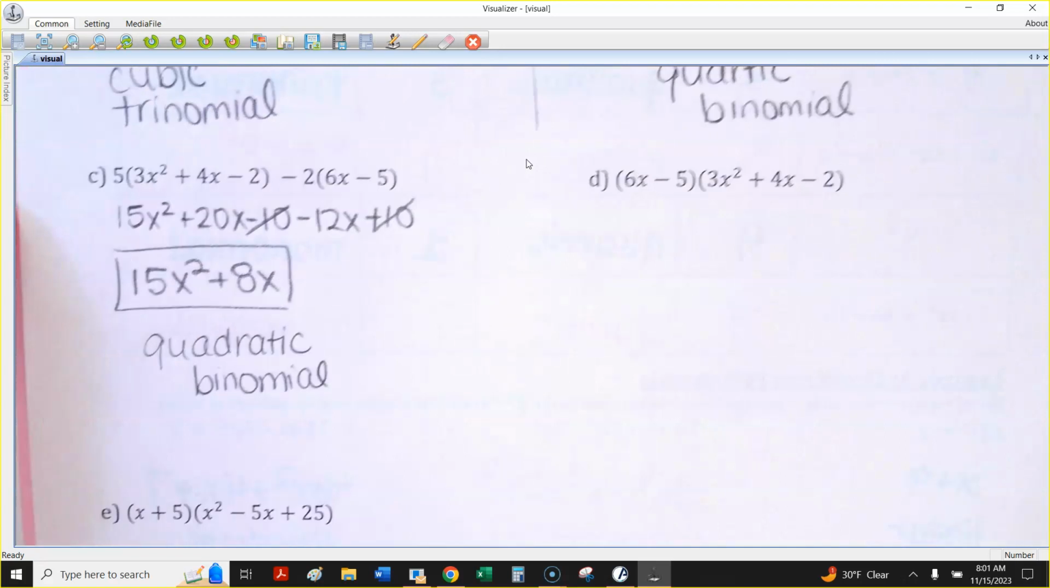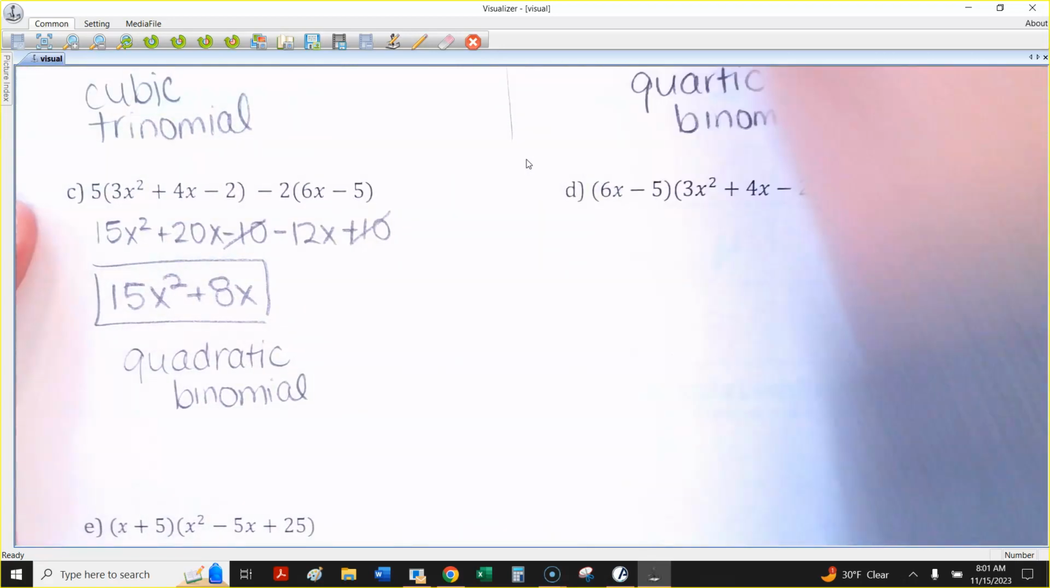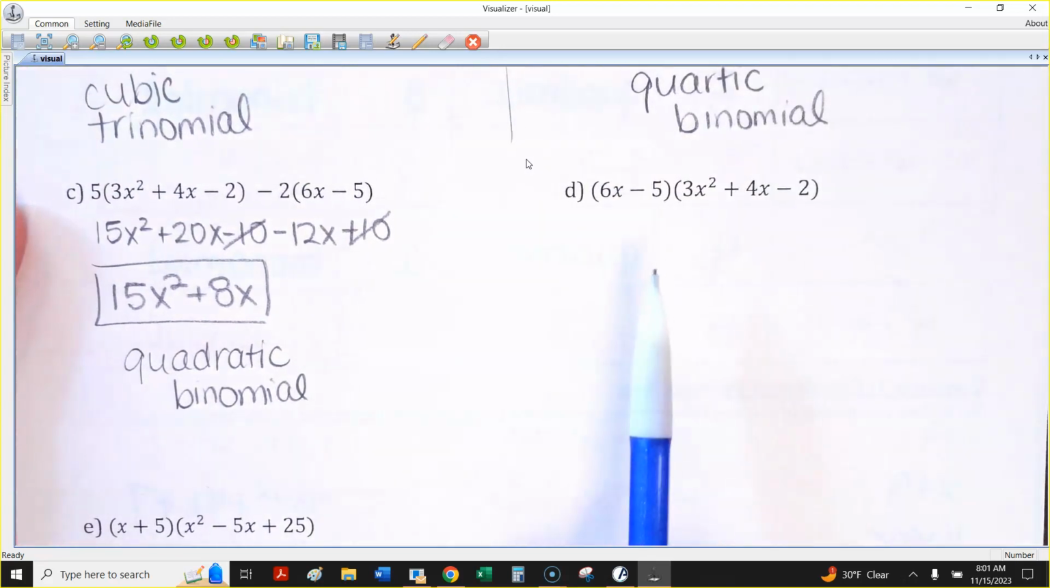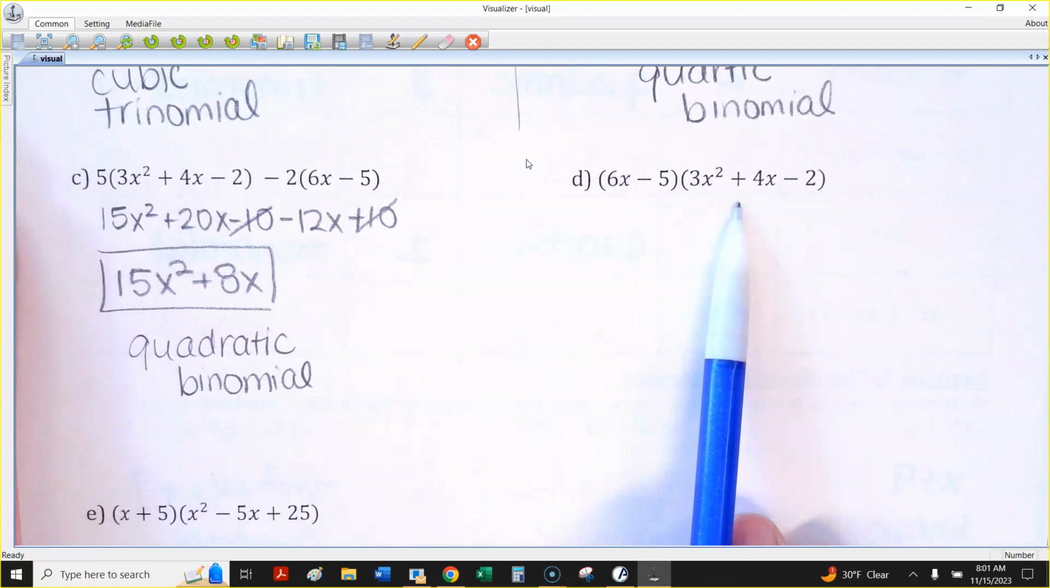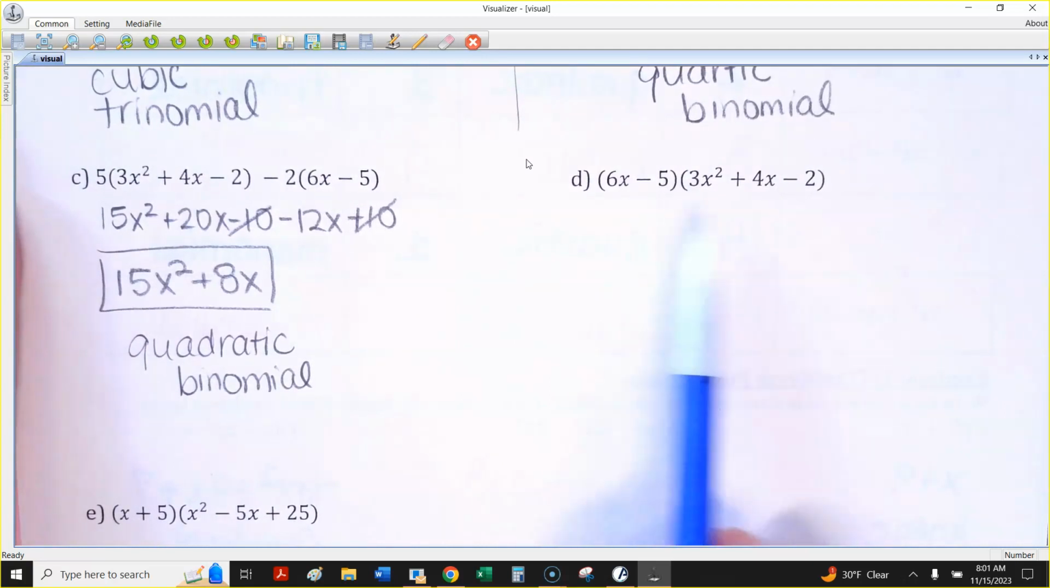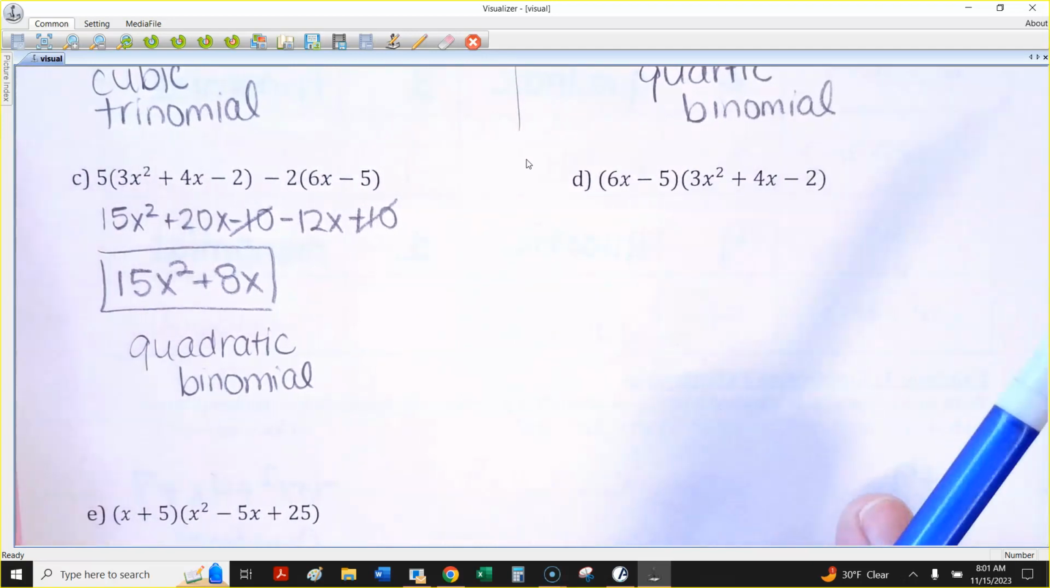Okay, now, my last 2. Have you guys ever multiplied a binomial, because it's got two terms, by a trinomial? Have you guys done a problem like this before? Do we know how to do it? Like, how do I multiply?